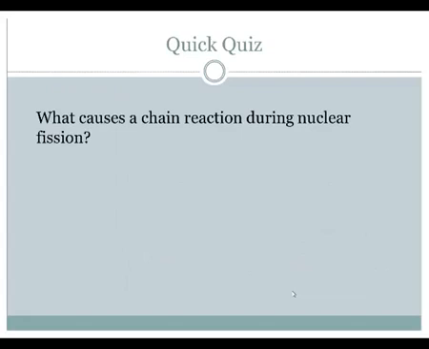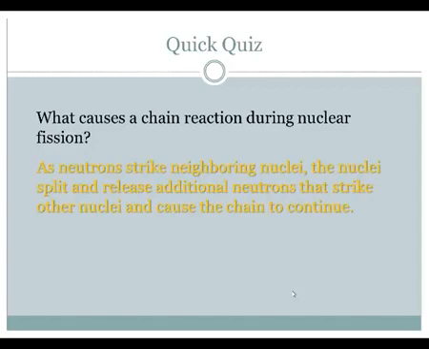So what is the cause of a chain reaction during nuclear fission? What sets off this reaction? Not just the atom, specifically a part of an atom. The neutron in the nucleus causes this reaction. So as neutrons strike neighboring nuclei, the nuclei split and release additional neutrons that strike other nuclei and cause the chain to continue.